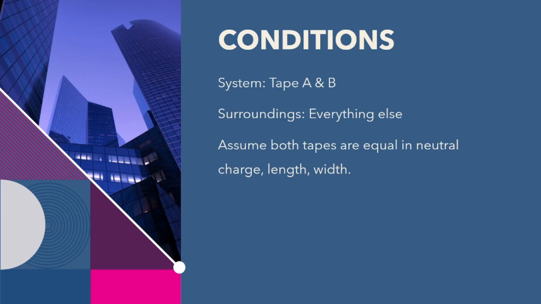The system for this experiment is tape A and tape B, which are just two pieces of tape. The surroundings is everything else that's not the tape. And we assume both tapes are equal in neutral charge, length, and width.